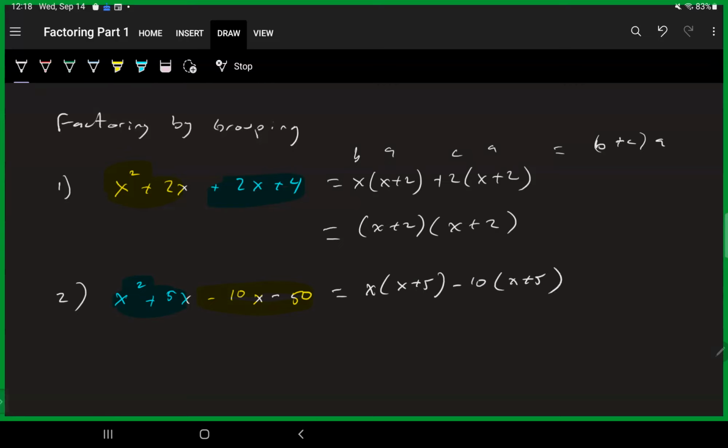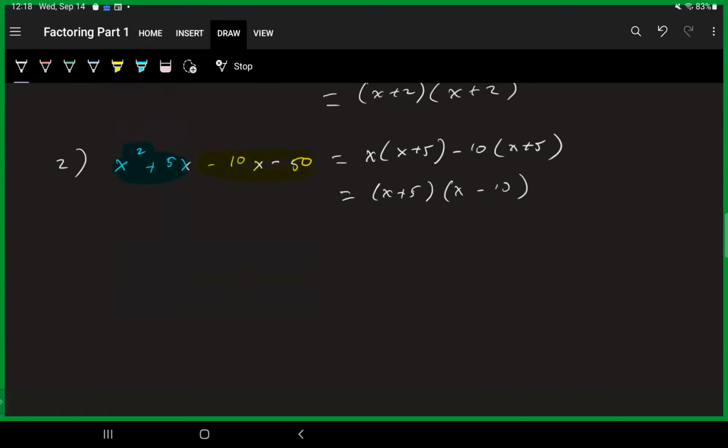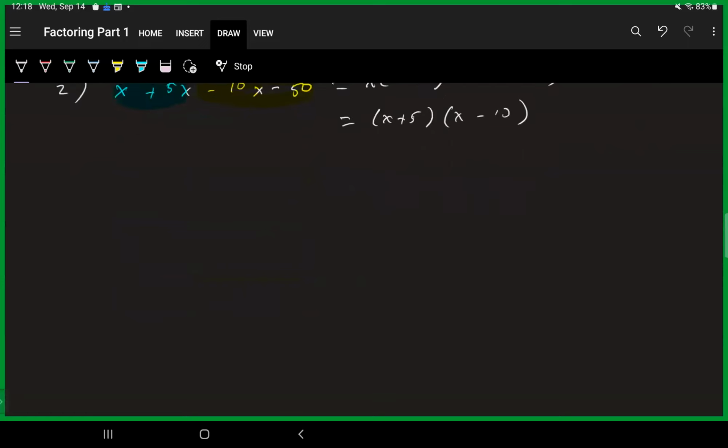And what's supposed to happen is we're supposed to get the same thing inside of our parentheses if we're factoring by grouping. And I'm going to get an x plus 5. And what's left over? There's an x minus 10. And that's how you do factoring by grouping in a nutshell.